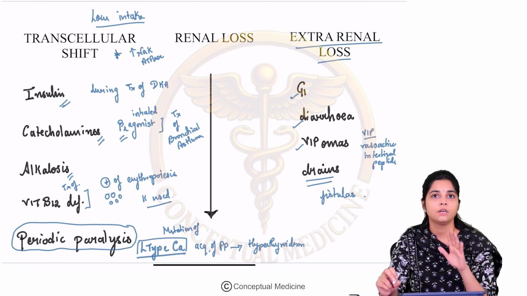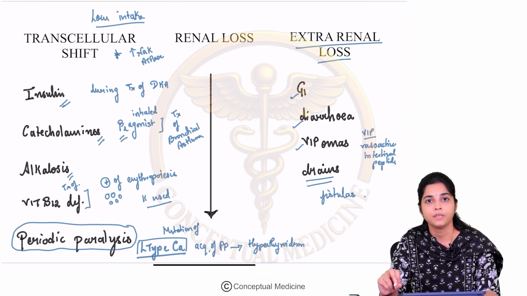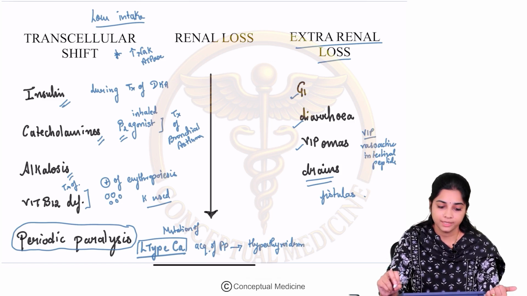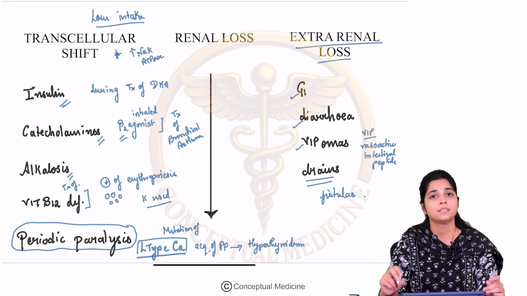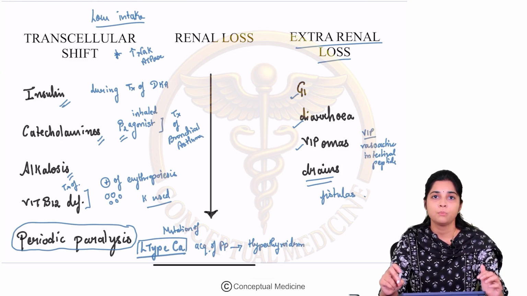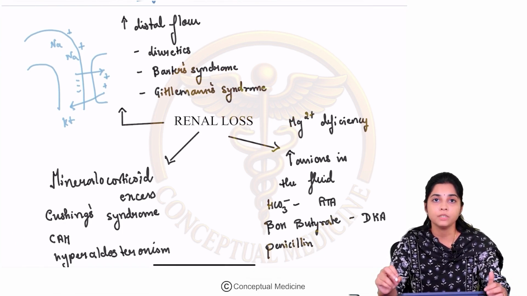Okay, so till now we have understood about the mechanisms of handling of potassium. We have understood what are the causes of hypokalemia, right? So it can be because of poor oral intake, it can be because of transcellular shift, or it can be because of losses which include renal losses and extrarenal losses. All the etiologies till now are clear. Let us look at renal loss of potassium in more detail.